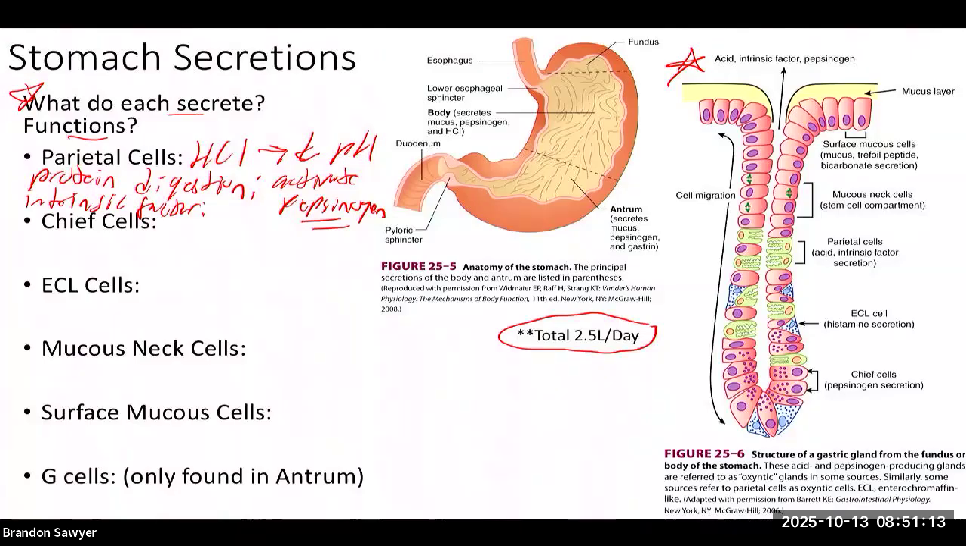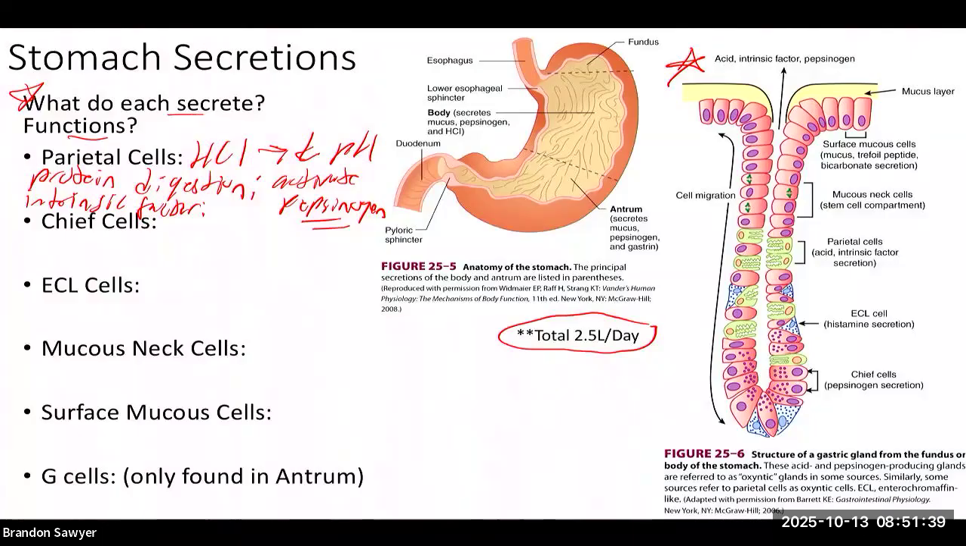Which I think I already mentioned in the pre-class video, right, with absorption of vitamin B12, is that what it was? Yeah, thank you. I wasn't quite sure. So intrinsic factor is important for the absorption of vitamin B12, but not until the end part of the small intestine. But the factor that's necessary for it is released way up here in the stomach.